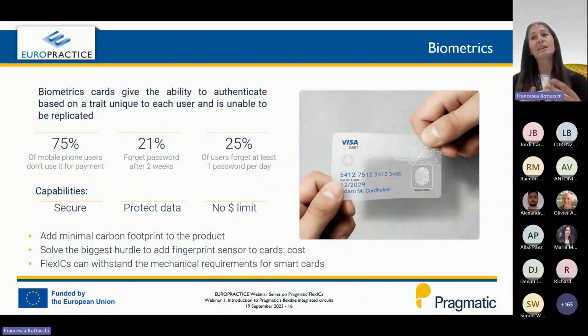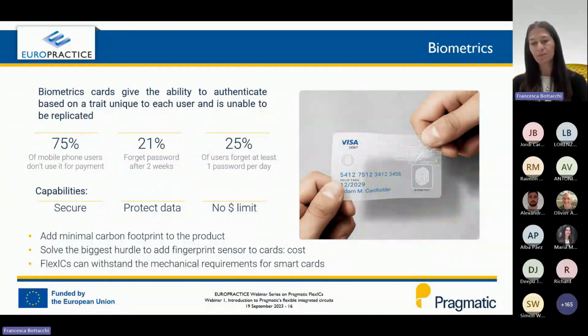Another example is in biometrics. Credit cards nowadays are all contactless. You can enable a transaction up to a certain value with contactless, but above that, you need to enter a PIN or a password or a physical signature. And everyone hates PINs and passwords. 21% of us forget a password after 2 weeks, and 25% of us forget one password every day. So it's both the consumer and the banking system. We all acknowledge that we need to move away from PINs and passwords.